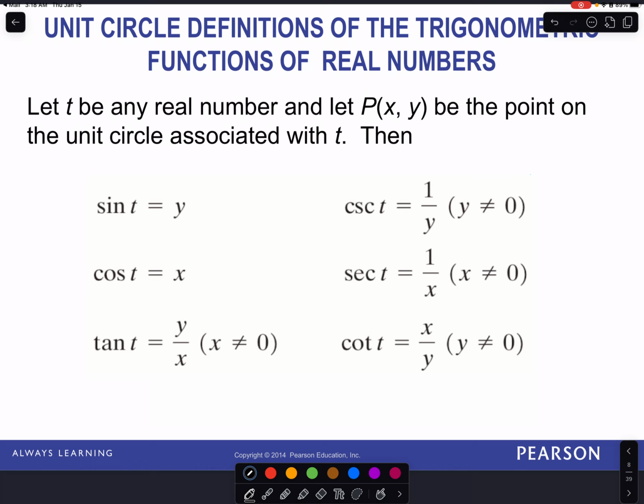So t is any real number, and let the point P, identified by the ordered pair x, y, be the point on the unit circle associated with t. Then the sine of t, right? So you can almost do like, if the point is the ordered pair x, y, x is going to be the cosine of t, and y is going to be the sine of t. So these ordered pairs are like cosine t, sine t.